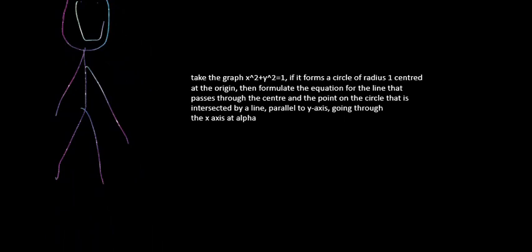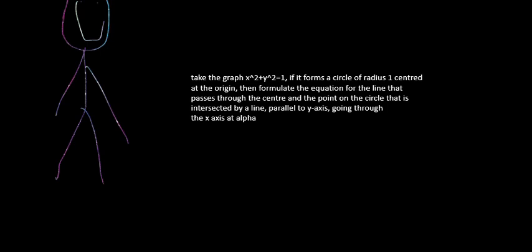And what's the question? Take the graph x squared plus y squared is equal to 1. If it forms a circle of radius 1 centered at the origin, which it does, then formulate the equation for the line that passes through the center of the circle, which is the origin, and the point on the circle that is intersected by a line parallel to the y-axis, going through the x-axis at alpha. Okay, so the last part just flew over your head, I bet that.